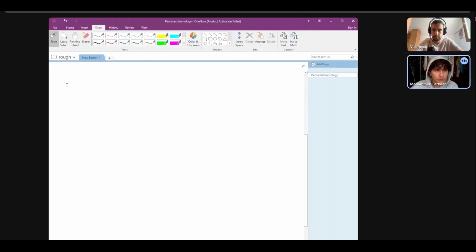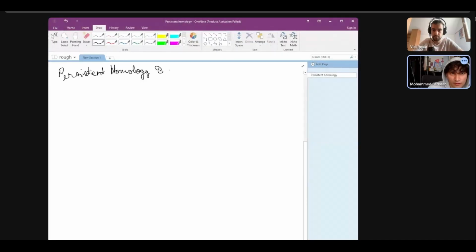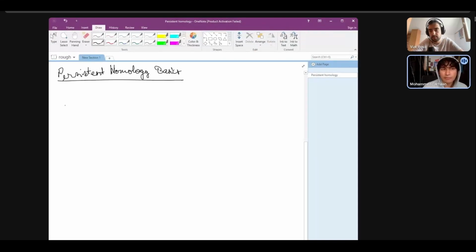Cool. So for persistent homology, we need some basics. Mainly, we need to understand what we even mean by connection, right? We're saying, okay, sure, we have balls that increase in size. How do we exactly define this process? How do we define what happens when these two balls connect?